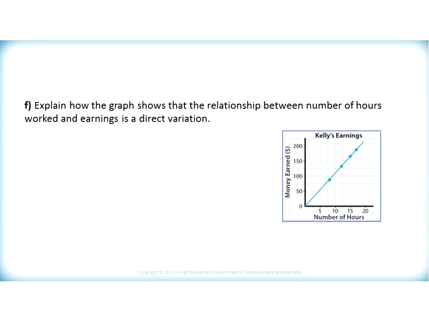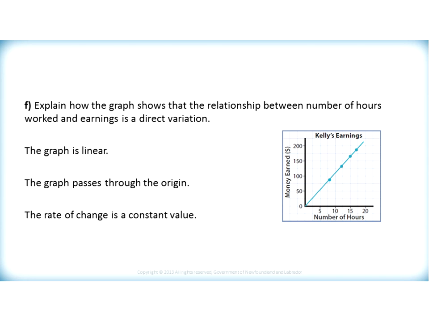We're going to explain how the graph shows that the relationship between number of hours worked and earnings is a direct variation. There are 2 conditions that must be met. The graph is linear, that's important, and the graph passes through the origin. The rate of change in this case is again a constant value. What is that value? It's $11 an hour.